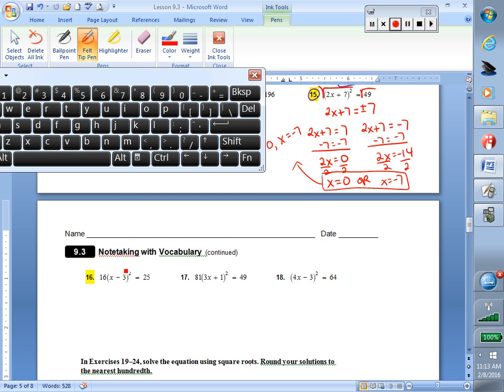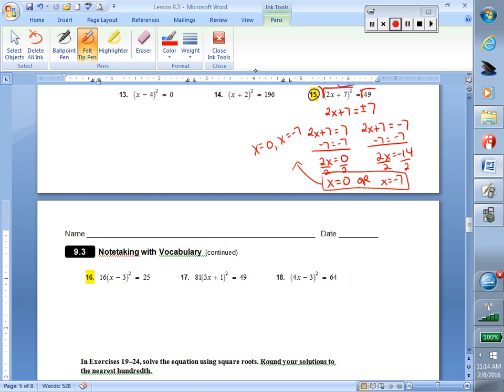But before I can take the square root, though, like I did in number 15, what do you think we need to do first? Now, I know some of you right now are thinking, oh, Miss Callie, we got to distribute that 16. Why can't I distribute that 16? It's in front of a set of parentheses. Why can't I distribute it?